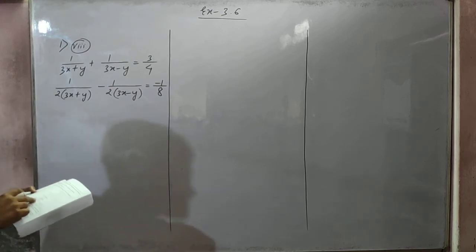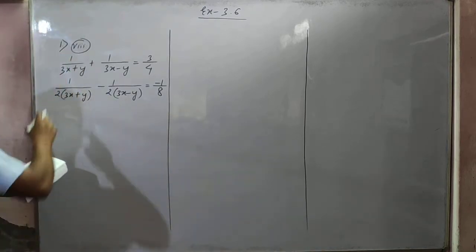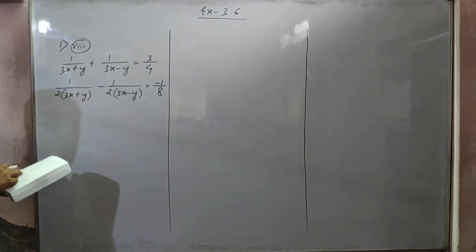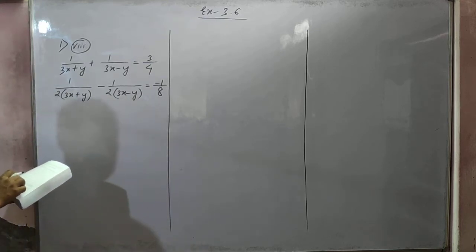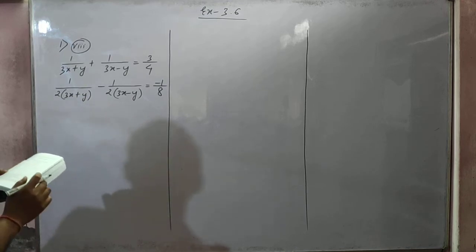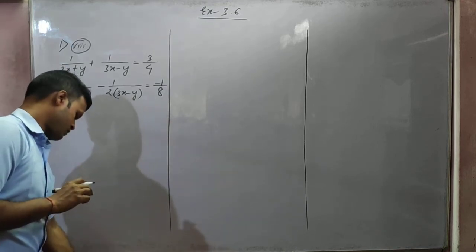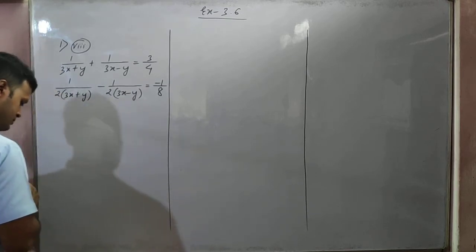Students, this is the question. 1 by 3x plus y plus 1 by 3x minus y is equal to 3 by 4, and 1 by 2 into 3x plus y minus 1 by 2 into 3x minus y is equal to minus 1 by 8. Okay, so let us solve this then.